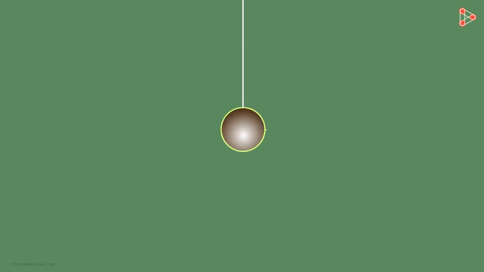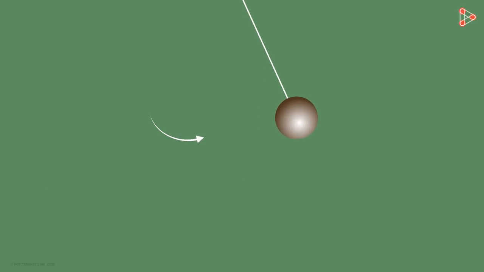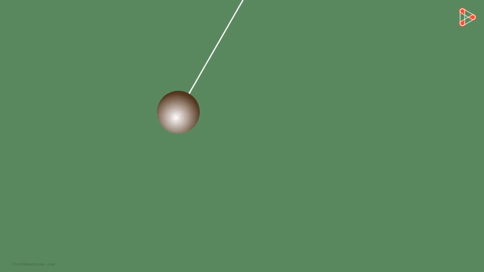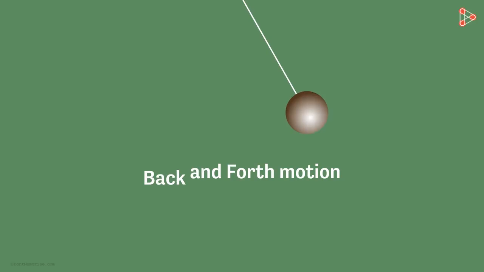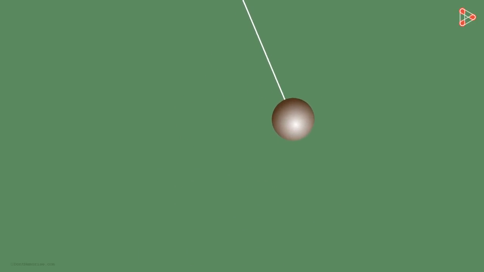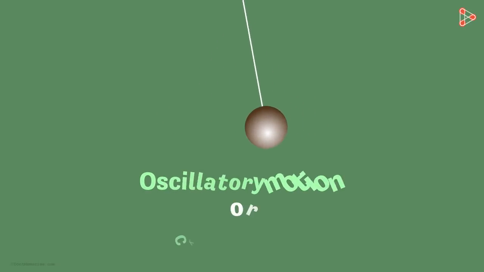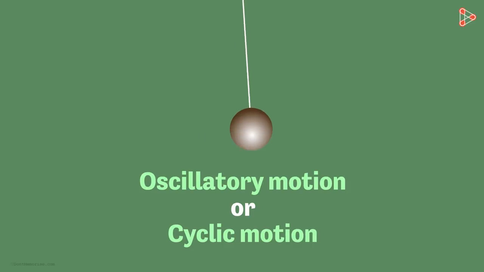The object attached to one end of the string is called the bob of the pendulum. Initially, the pendulum is at rest. The position of the bob is what we call the rest position or the mean position. Now, what will happen if I give this bob a little push in either of the directions? You see that it starts moving back and forth. This back and forth motion is repetitive in nature, and hence this motion of the bob is also called the oscillatory motion or the cyclic motion.